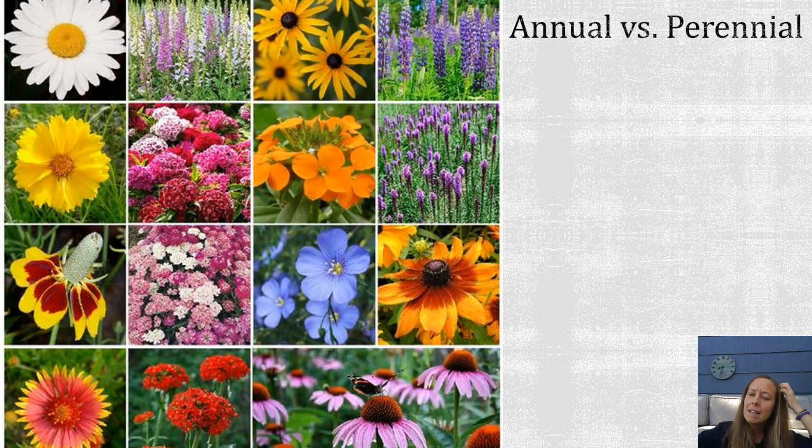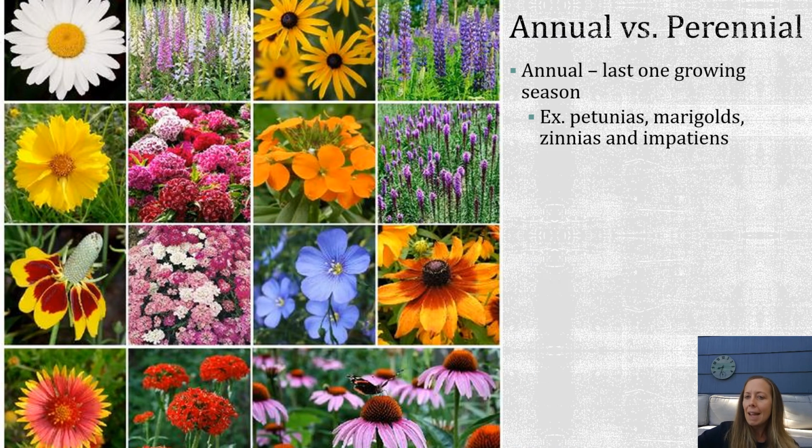Annuals versus perennials. This is going to be something we talk about in this class often when we talk about plants, okay? So some plants are annuals. What that means is they last one growing season. So think of the plants around here that people plant in the summer or in the spring, and they only last the summer and then they die. Petunias, marigolds, zinnias, impatiens, those were examples of them.